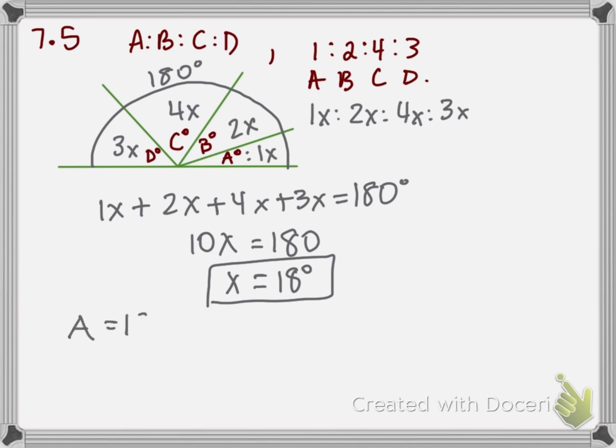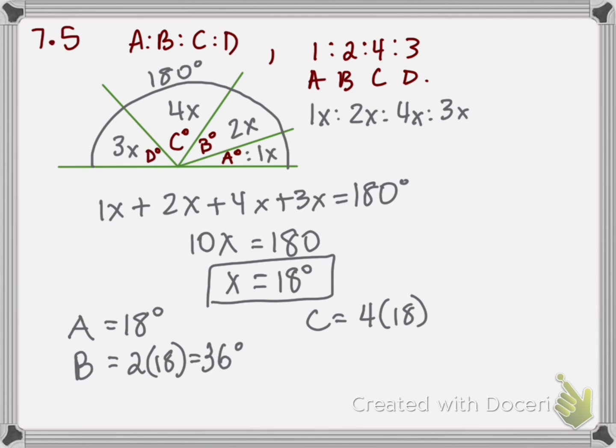So A is going to be 18 because A is just 1x. B is going to be 36 because it's 2 times 18, 36. C is going to be 4x, so 4 times 18, which is 72. And D is 3x, which is 3 times 18, which is 54. And again, if we add 54 plus 72 plus 36 plus 18, we should get 180, which is what we were saying was true in this figure.